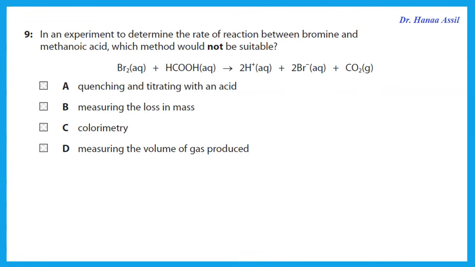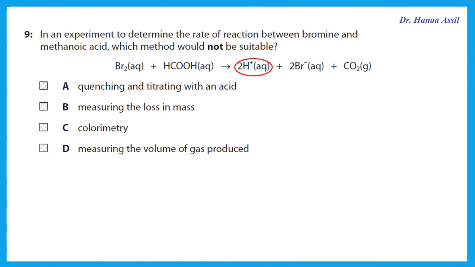In an experiment to determine the rate of reaction between bromine and methanoic acid, which method would not be suitable? Remember, when we try to measure the rate, how can we measure it? Now, our first choice here is quenching and titrating with an acid. Now, this is something that gives an acid. So if we're going to titrate, we should titrate with a base, not with an acid. So this one is not suitable.